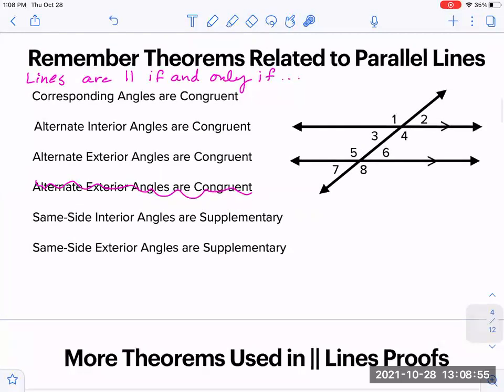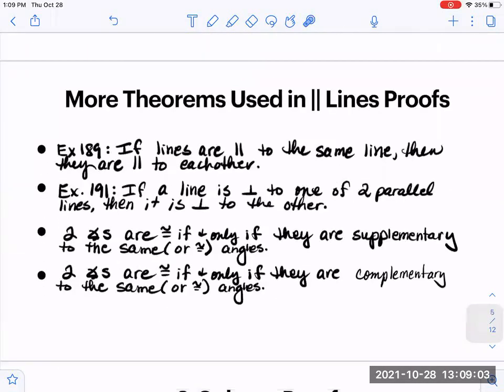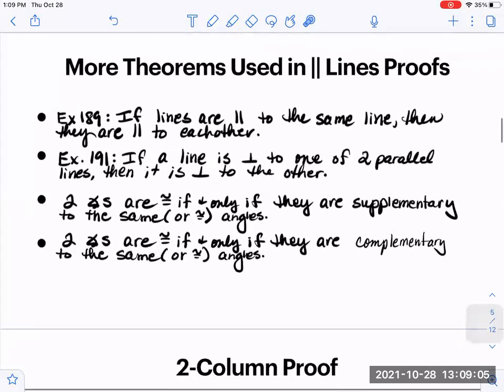So that means I can word these in both directions, and I will do so in my proofs, and you'll see what I mean in a moment. There are some more theorems that we typically use in parallel lines proofs. Exercise 189 is one of those theorems. If lines are parallel to the same line, then they're parallel to each other. As we write our reasons in our two-column proofs, we are not going to write exercise 189. We are going to write it out. Exercise 191 says if a line is perpendicular to one of two parallel lines, then it's perpendicular to the other.